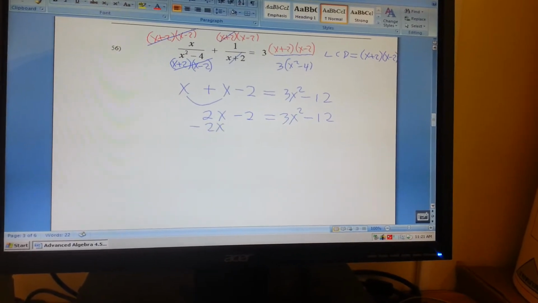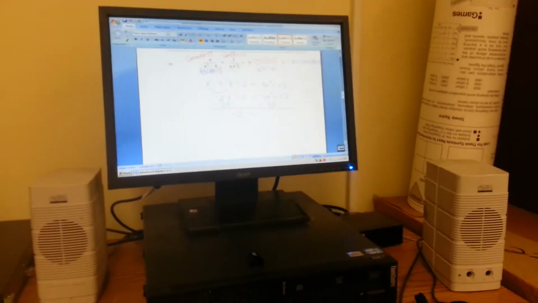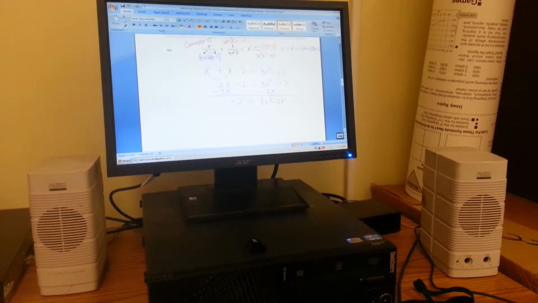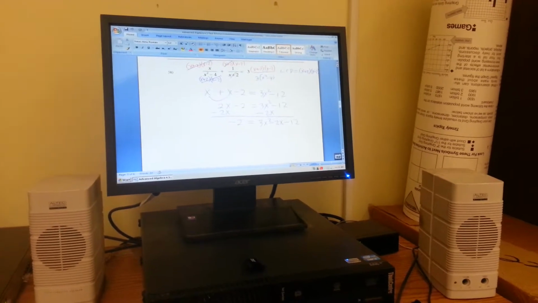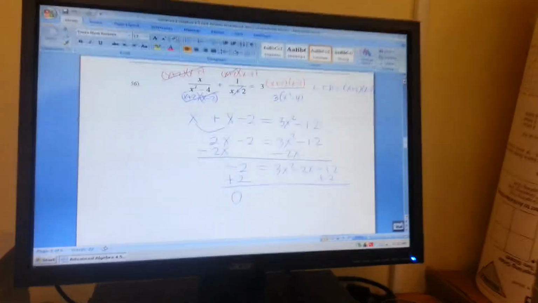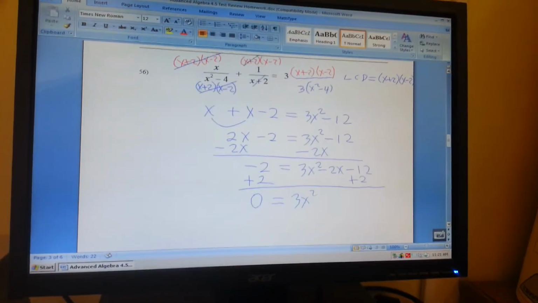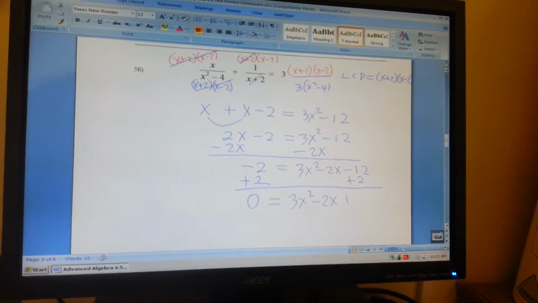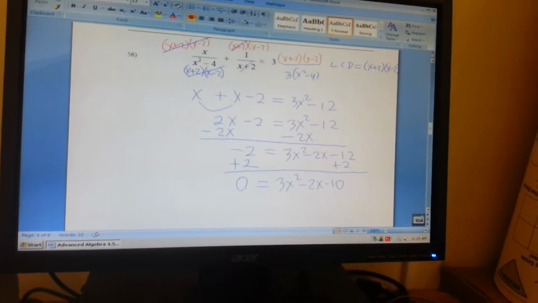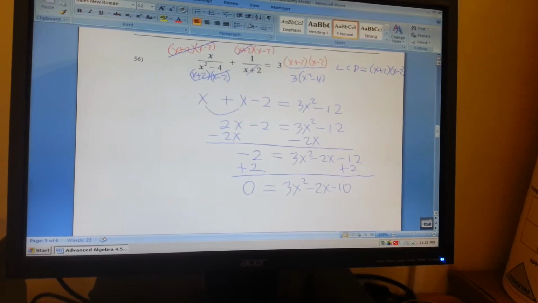Always like to combine our x's first if we can. So negative 2 equals what? 3x squared minus 2x minus 12. Okay, you need more than one voice. Next step, add 2. So I finally got it equal to what? Minus 10. Once we have it equal to 0, it's time to what?